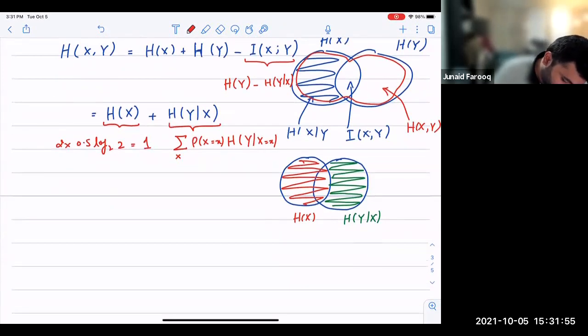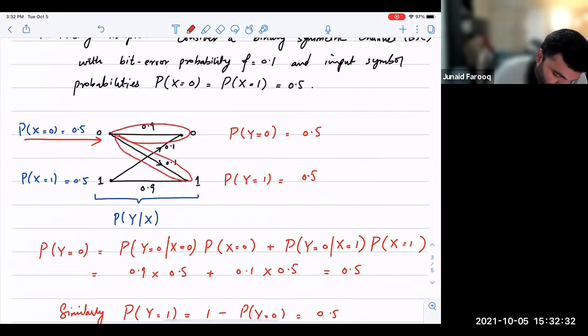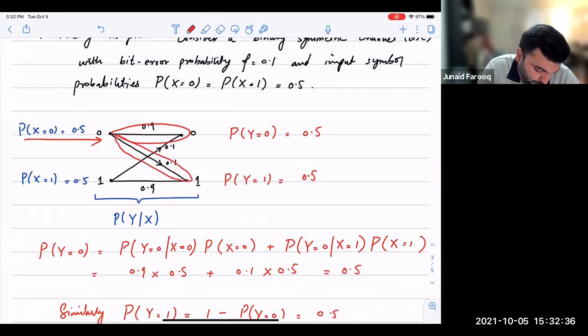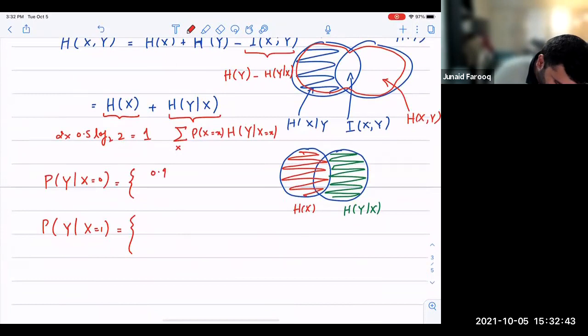Okay, so let's try to do it. So what is the probability of y given x equals to 0, and what is the probability of y given x equals to 1? So if x equals 0, we are here. So our conditional probability is just this arm and this arm. So it's just 0.9 and 0.1. Right, so it's 0.9 and 0.1.